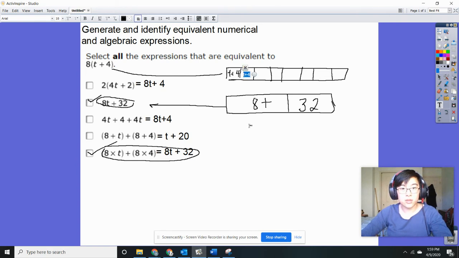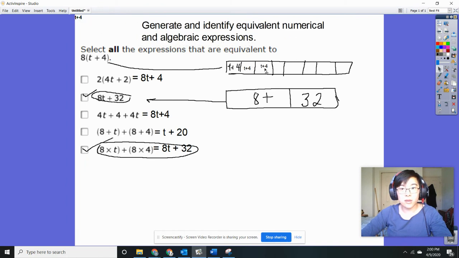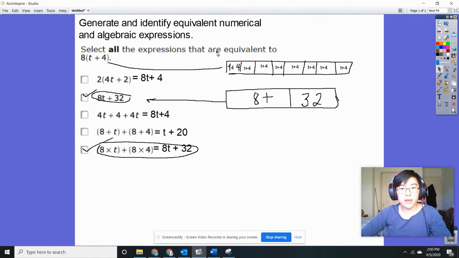I'm going to copy this and then paste it, in that corner. There we go. I may or may not have made too much. Oh, I just need one more. There we go. Okay, cool. Now you can see I have 8 groups of t plus 4: 1, 2, 3, 4, 5, 6, 7, 8. There we go.